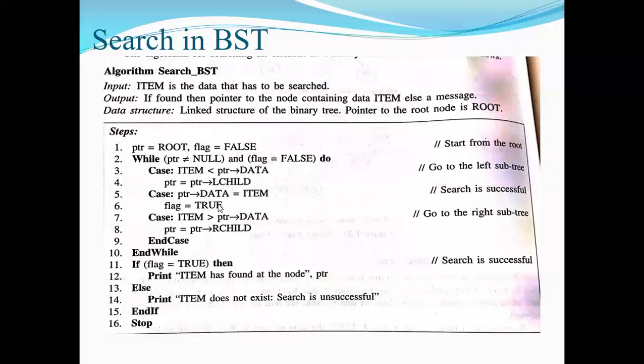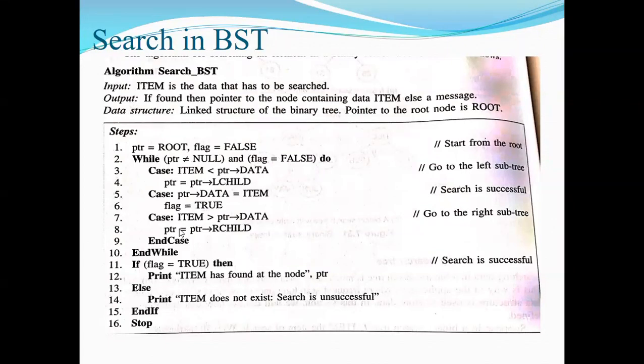Then as the next case, we will check whether the ptr.data is equal to item. That is, whether the data at the root node is equal to item. In such a case, flag equal to true.